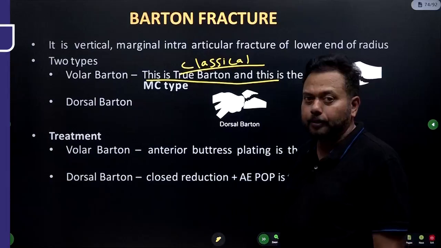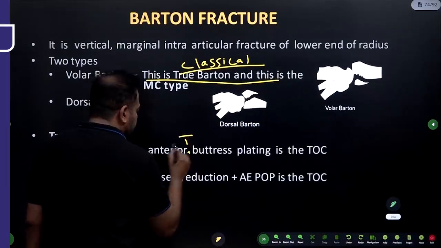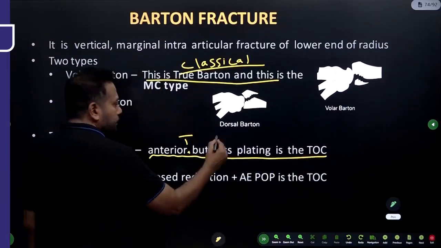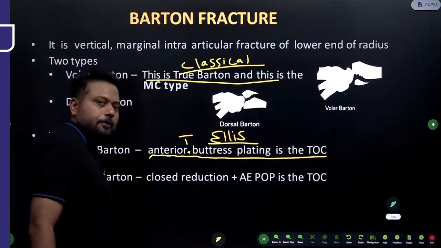Open reduction, internal fixation with T-buttress, anterior T-buttress plating, is the treatment of choice. This plate is called the Ellis plate.